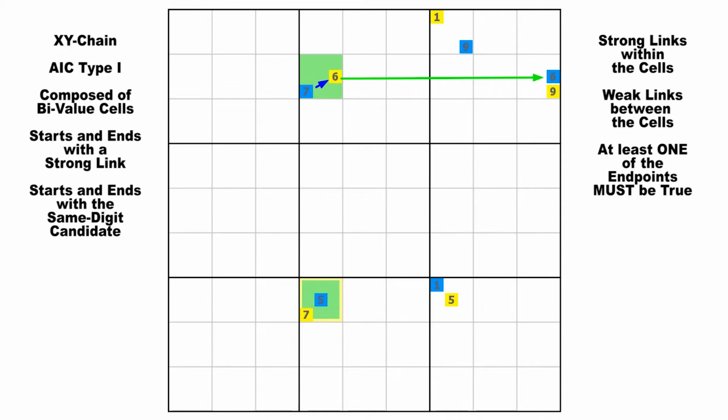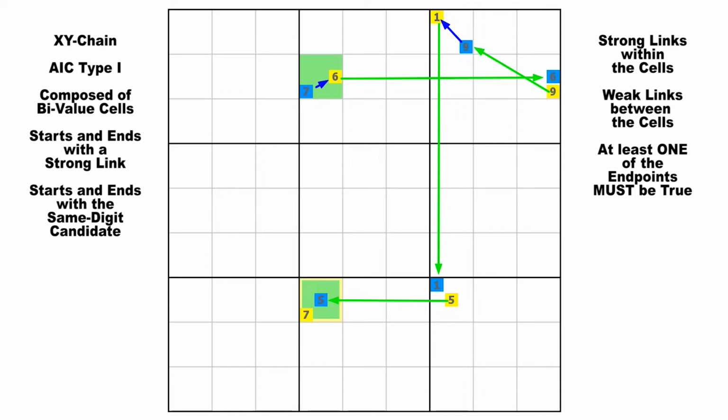So now we have a strong link to that 9, but then a weak link to this 9, and then a strong link to the 1, a weak link down to this 1, and then a strong link to that 5, and then a weak link to this 5, and finally a strong link to that 7. So those 2 7s are the endpoints of the chain, and that means any other 7 that can see both of those is going to be false, and that means there could be a 7 in every other one of those cells in column 4, and they would be false.